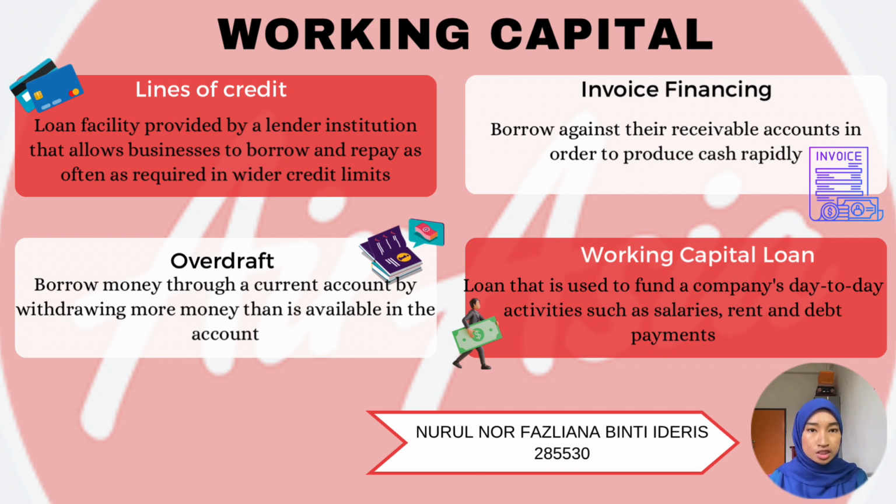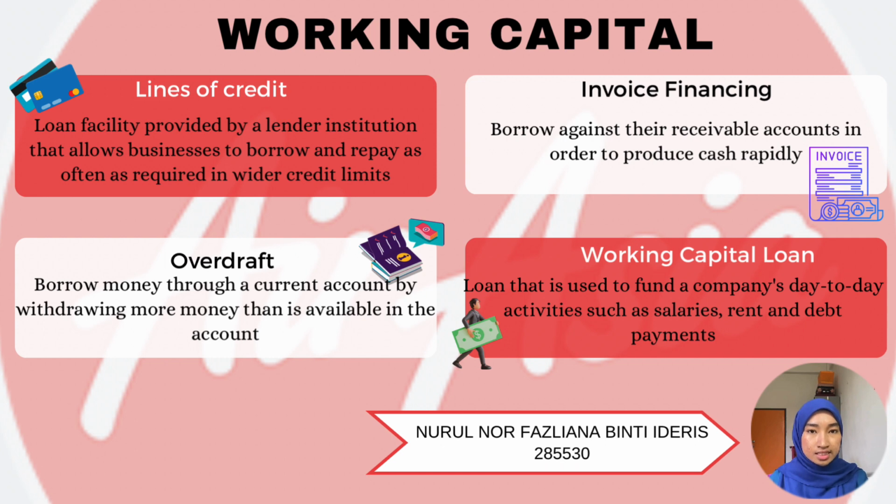Secondly, overdraft. Overdraft allows customers to borrow money through a current account by withdrawing more money than is available in the account. Asia can choose the overdraft offered at HSBC Bank because no fee will be charged, but they will have to pay interest on the amount borrowed at the applicable overdraft interest rate. Overdraft interest charges are equal to the bank's base lending rate plus a percentage annually.